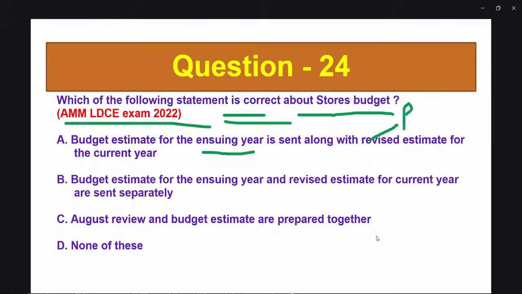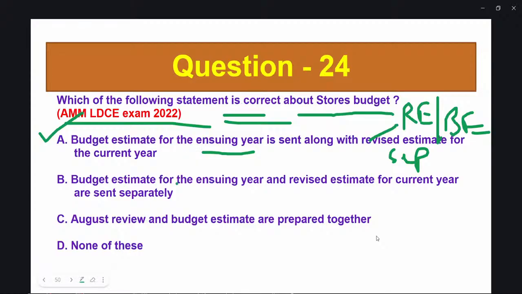This is nothing but REBE: revised estimates for the current year and budget estimates for the next year, submitted in the month of September. Simultaneously, we submit them. That's why, though it involves two separate statements, we call it one review. So, the budget estimate for next year is sent along with the revision. Yes, this is correct. At the same time, don't jump to the next question. Please ensure the other options are also checked, because here only one statement should be correct.